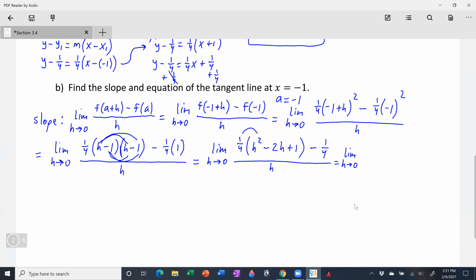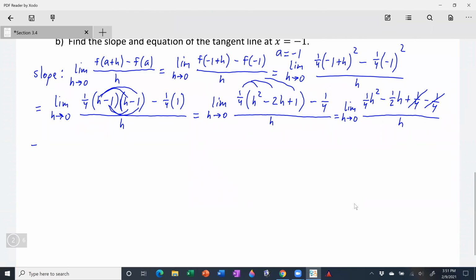Okay, so now working this out, we can distribute this 1/4 in here. So we'll have 1/4 h squared minus, okay, 1/4 times -2. So that's 2/4, which reduces to 1/2. So that's minus 1/2 h. And then 1/4 times 1 is plus 1/4. And then there's that minus 1/4. And that's looking good. I'm always hoping that something like this happens because now we can see that plus 1/4 and minus 1/4 will cancel. So let's keep going. Limit as h goes to 0.